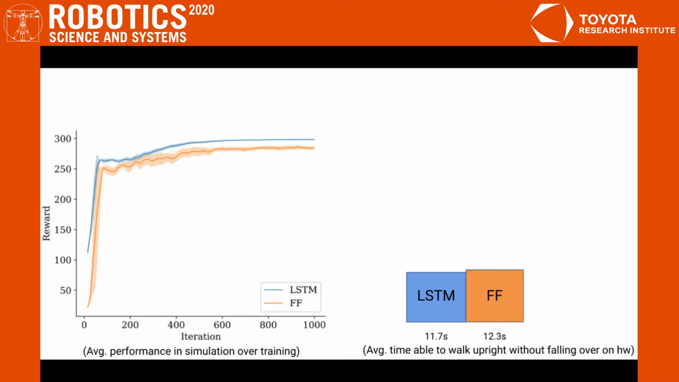Here, we see that LSTM networks outperform feed-forward networks in simulation by a wide margin, which is encouraging. However, when evaluating both types of network on hardware, we see that the LSTMs actually perform slightly worse than feed-forward networks in their ability to remain upright while controlling the physical robot in the real world. So it seems that the computational capacity of the LSTM is actually working against us. It is overfitting to the dynamics of the simulation and learning behaviors that abuse simulation physics to the detriment of real-world performance.